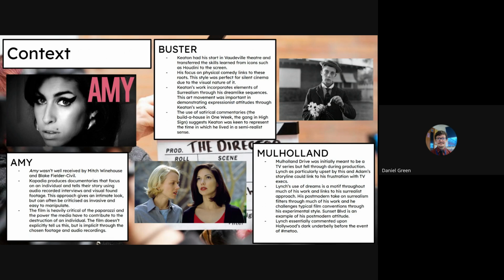And Keaton's work incorporates elements of surrealism through his more dreamlike sequences, because the art movement was particularly important in demonstrating expressionist attitudes through Keaton's work, about how everything seems like a dream because of his expression being so blank, the typical Keaton deadpan expression. And also the use of satirical commentaries, like Build a House in 1 Week and The Gang in High Sign, suggest that Keaton was keen to represent the time in which he lived in a semi-realist sense.